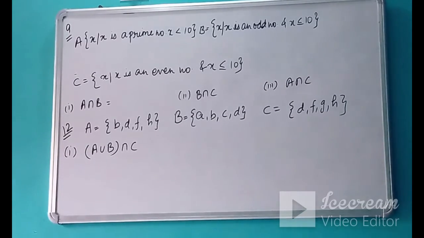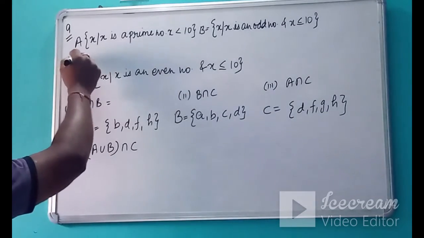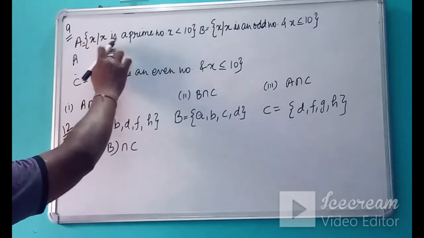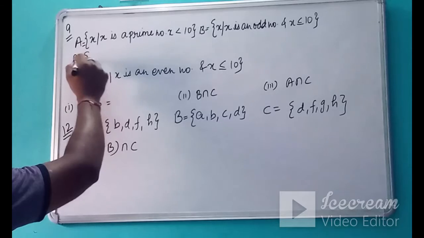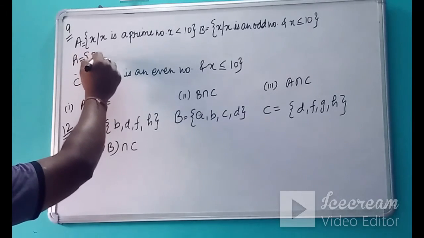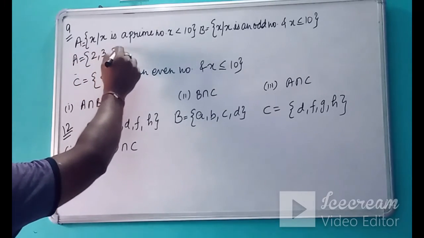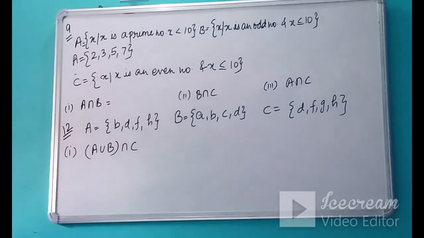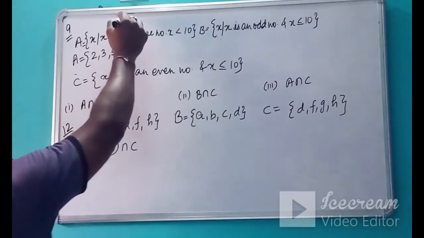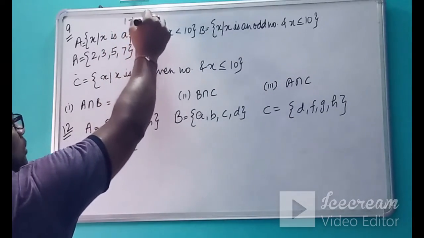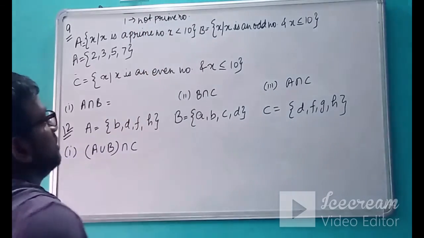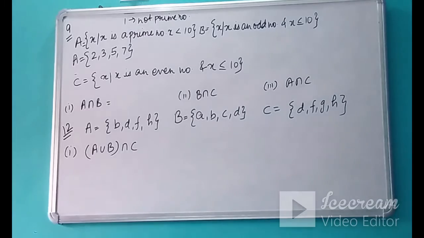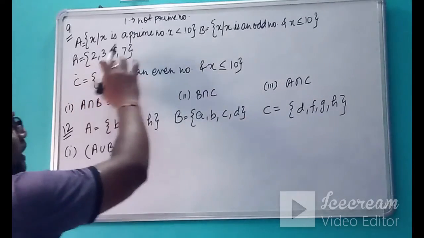Okay, let's discuss one more question. So A is a prime number and it is less than 10. So prime numbers less than 10 are 2, 3, 5 and 7. Okay, remember this thing, 1 is not a prime number. Many times people write 1 as a prime number. Remember this always, 1 is not a prime number. The prime numbers start from 2 only.